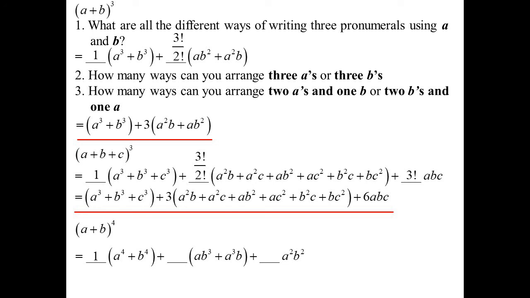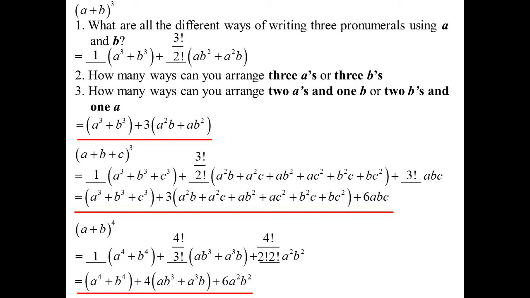Well, a times a times a times a is only one way of doing that. A, b, b, b, 4 factorial on 3 factorial. A, a, b, b, 4 factorial on 2 factorial, 2 factorial. So the expansion of a plus b to the power of 4 would be that. A to the 4 plus b to the 4 plus 4 ab cubed plus a cubed b, and then you would have 6a squared b squared.